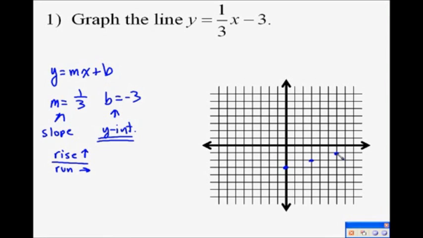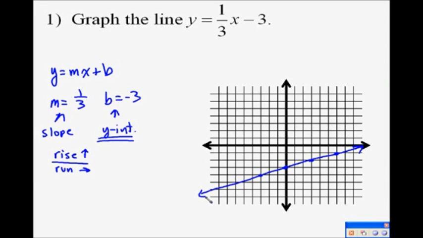And actually, you can go the other direction and just do the opposite, down 1 to the left 3, and down 1 to the left 3 if you wanted to keep going. And we draw in our line, and that gives us the graph of y equals 1/3 x minus 3. That's what that line represents, is that equation.